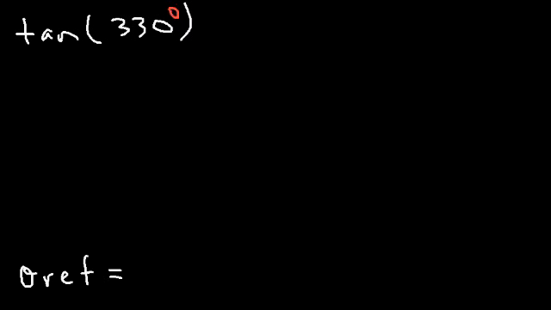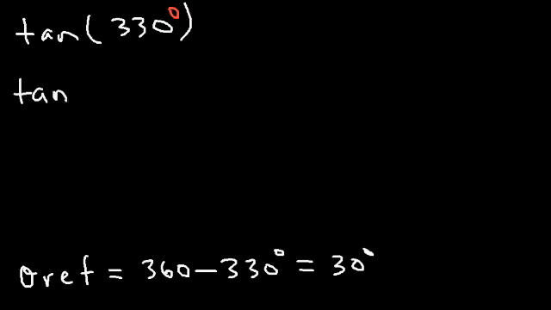Now what about tangent 330? Try that one. So 330 is in quadrant 4. It's between 270 and 360. The reference angle in quadrant 4 is 360 minus the angle, which is 330. So the reference angle is 30. So we need to evaluate tangent of 30 degrees.